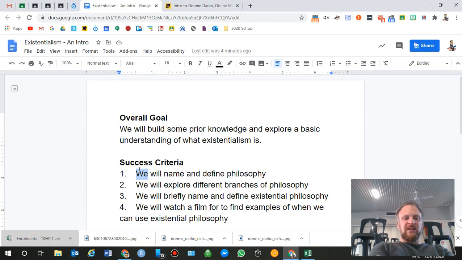Now the third one is about us becoming a little bit more specific. We've looked at different branches of philosophy and we've hopefully found where we can fit existential philosophy. What we need to do now is define what existentialism is, or we need to briefly name and define existential philosophy. That means the same thing.